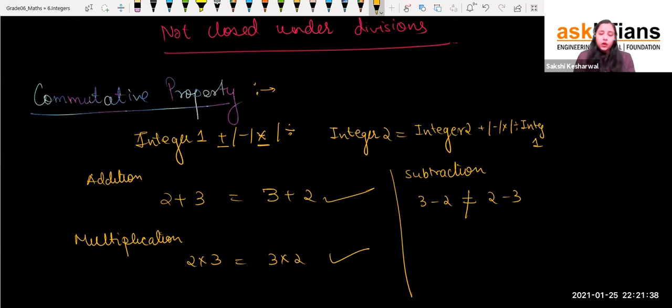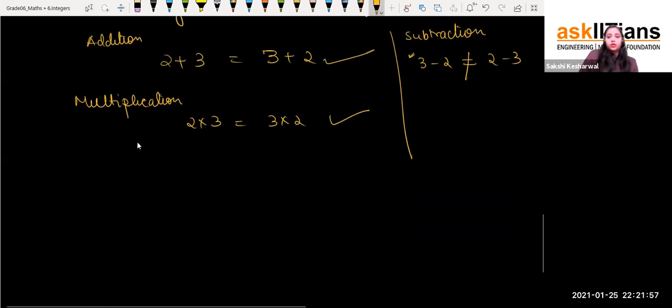This we will be learning a little bit later. I'll be telling you why 3 minus 2 is not equal to 2 minus 3, if you see it on the number line. Later on I'm going to teach you this part. So commutative property holds for addition and multiplication. Similarly, the closure property, this we have also done.